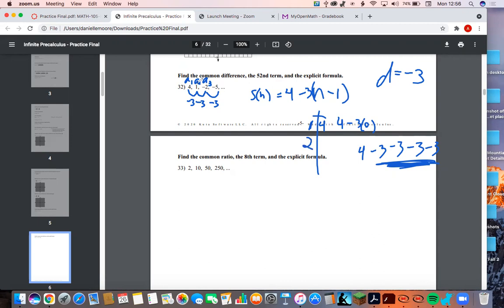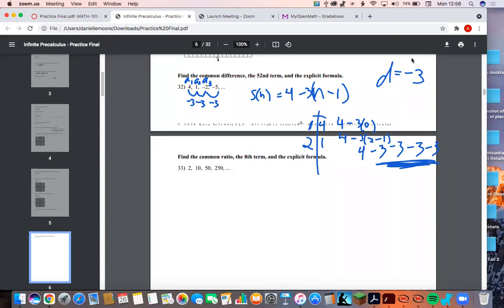If I plug in two, will I get answer number two? Let's see. Oh yeah, because that'll be a two minus one, and we already did that one. This would be four minus three times a two minus one. That's a one. Three times one is three. Four minus three is one. And now answer number two, if I plug in a two, am I getting answer number two? I sure am. So that's our trick with this one.